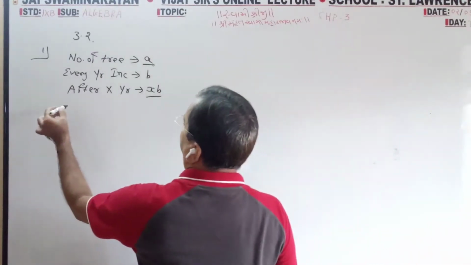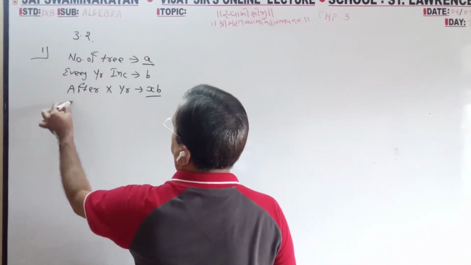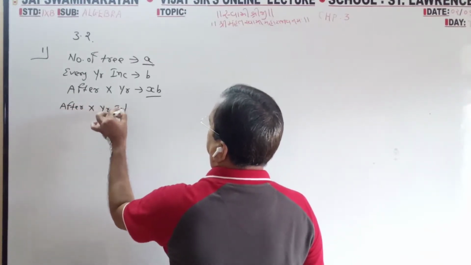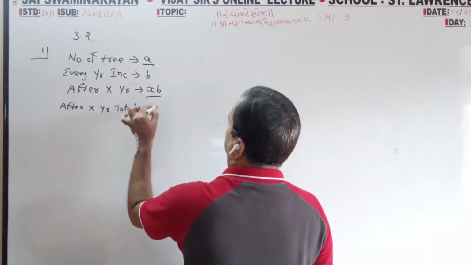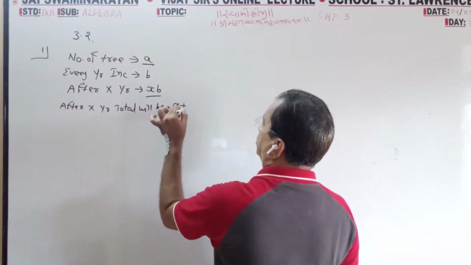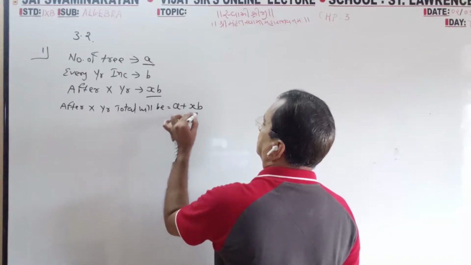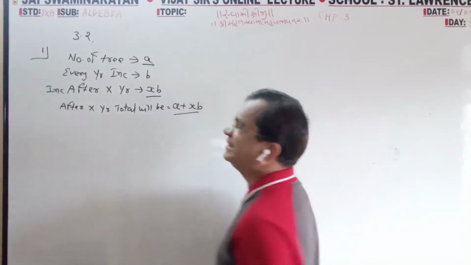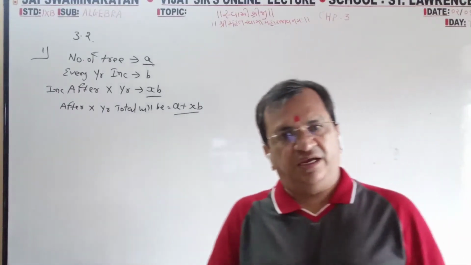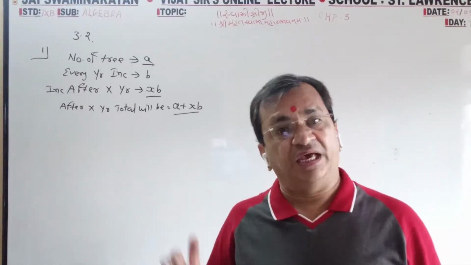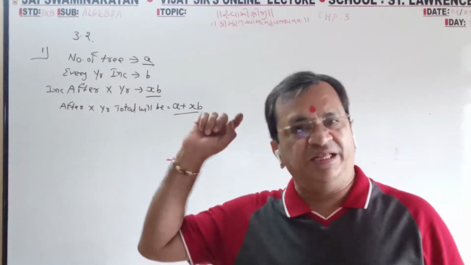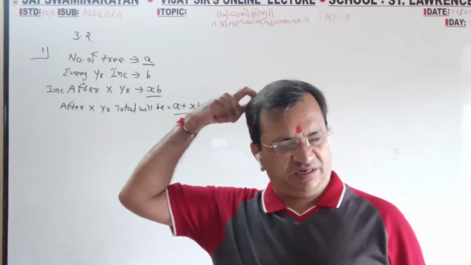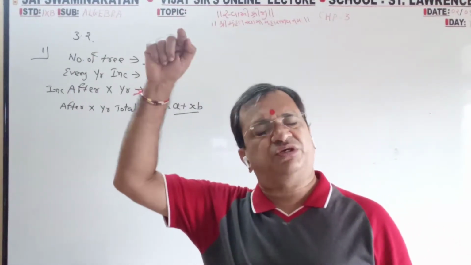So how much it will be after X year? Total will be original plus increased number. This is increase after X year. At present A, every year increase B. In X year it will increase XB. So after X year, present original A plus XB.